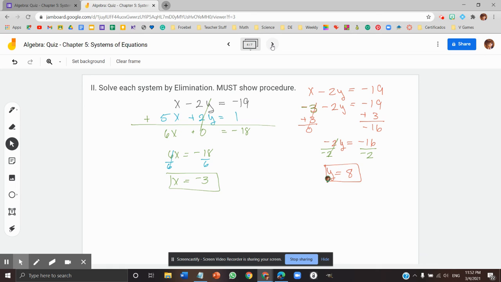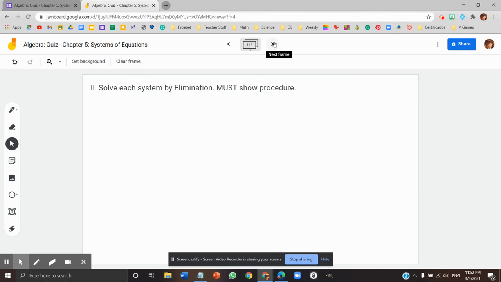Now I know what my x is, I know what my y is. So my answer, x and y, what is going to be? Well, now my x is negative 3 and my y is 8. That's going to be my answer. Let's do one more. Well, let's do another. Let's see what is going to be my next system.